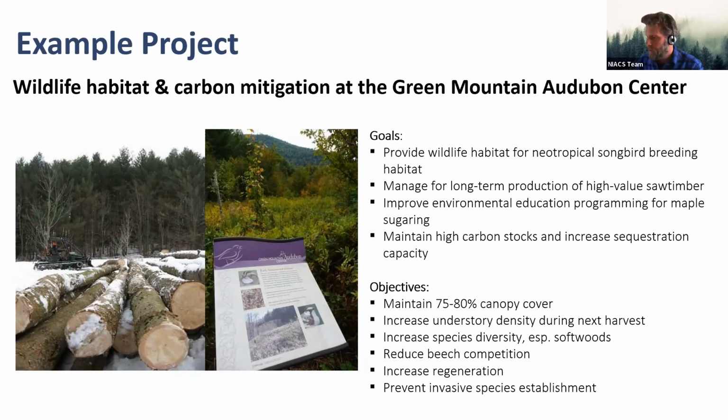So along with these goals, they had some of these objectives, and I didn't lay this out so that you can connect them like you will be doing in the adaptation workbook. But that goal of bird habitat pertains to those first three objectives of maintaining high canopy cover, increasing understory diversity or understory density, and then species diversity, and then especially maintaining or even enhancing some of the softwood component in their forests.